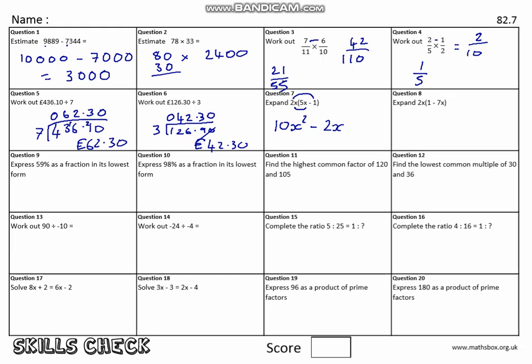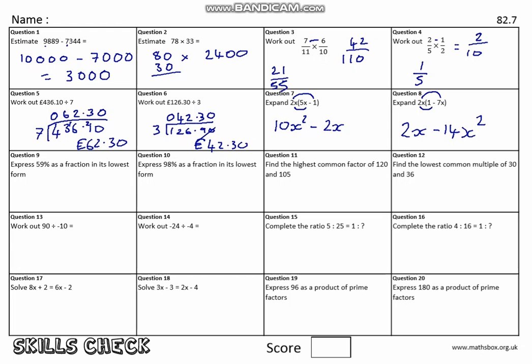Okay, so same method for this one. So we would do 2x times the 1 and then 2x times the minus 7. So one lot of 2x is 2x. And then 2 times minus 7 is minus 14. And then x times x, we'll pop our x squared there. So you should have 2x minus 14x squared as your answer. Okay, so up next we want 59% as a fraction in its lowest form.